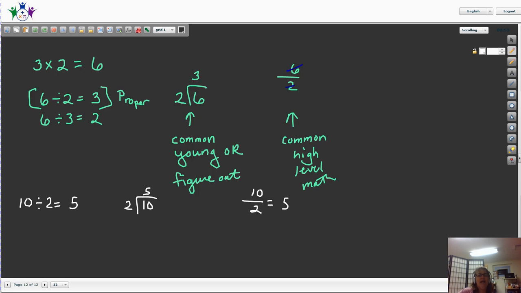Okay, so now, when you're thinking about division, you need to know the multiplication facts well. I flip it around and say, what times 2 gets you 10? 10 divided by 2 is 5. You're just thinking about how they all go together.